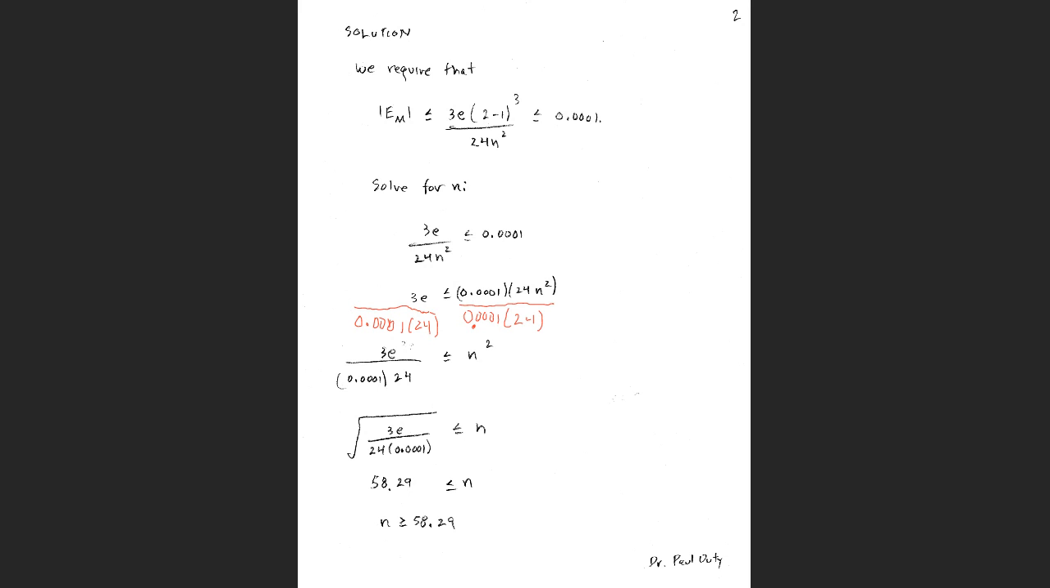One moment, everybody. Now I'm just going to take a little breath here. Right. So, all right, then we get some simplification. And so n squared is greater than or equal to 3e divided by 0.001 times the 24. Take the square root of both sides, and n is greater than or equal to the square root of that. If we compute 3 times e divided by the denominator, 24 times 1/10,000th, and take the square root, we'll get 58.29. So n has to be greater than or equal to 58.29.